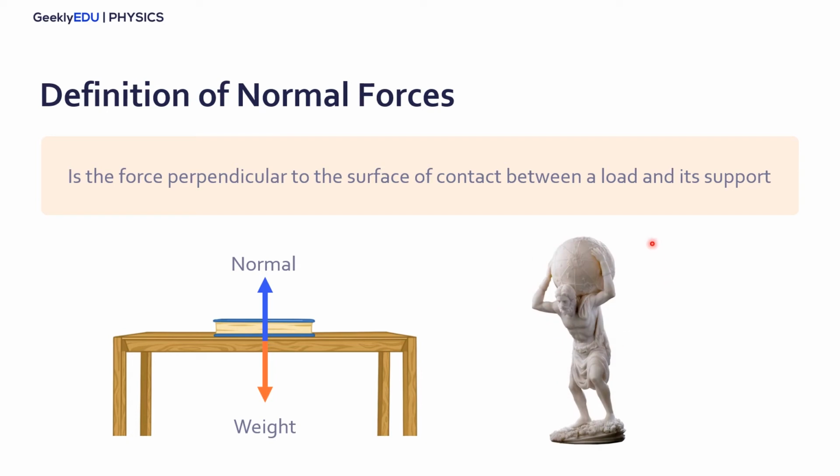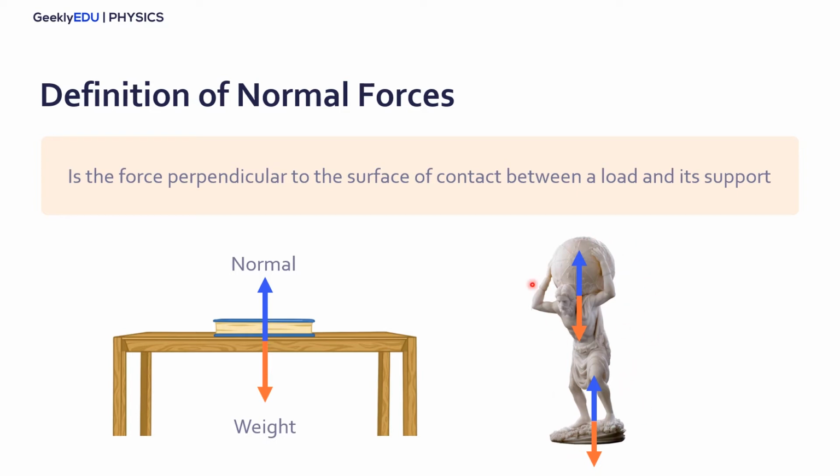Another example, this Atlas sculpture here, he's carrying the world on his back. So the planet has a mass, so it has a weight. And in order for him to carry the world, it needs a normal force on its surface, in this case his back. And also this force is transferred to his feet and to the ground. Otherwise he would be going down, right?